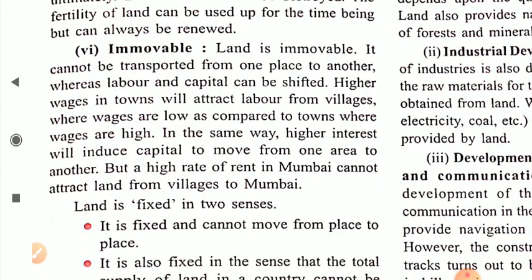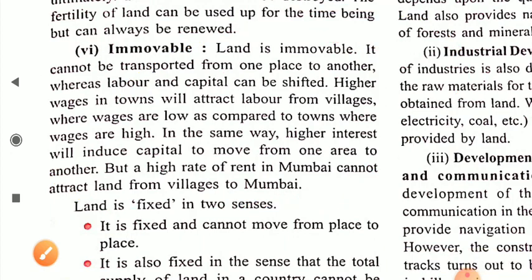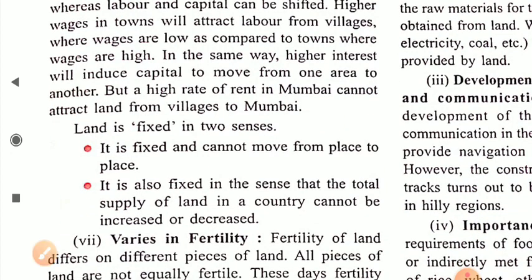Land is immovable. It cannot be transported from one place to another, whereas labor and capital can be shifted from one place to another. Like labor shifted from rural areas to urban areas. Similarly, we can raise or decrease our capital. If we are getting high interest, we can raise capital; if we are getting low interest, we can bring it down. That's why land is immovable, apart from other commodities or factors of production.